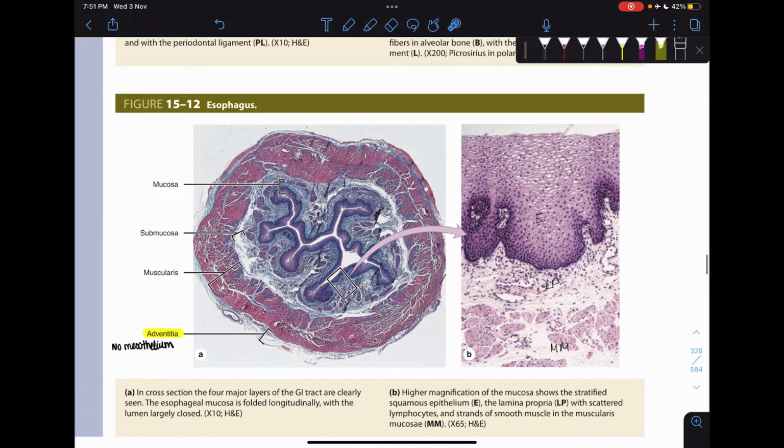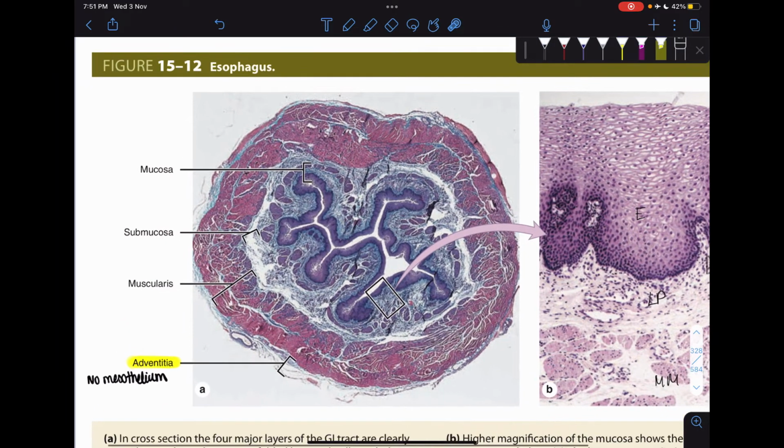A cross section of the esophagus, as you can see here, you can clearly differentiate between the layers. هاي الlumen, directly lining the lumen عندنا الميكوزا. بعدين عندنا submucosa. بعدين المسكularis, the thickest layer of the wall of the GI tract. بعدين finally عندنا الadventitia لأنه ما في mesothelium بالesophagus.